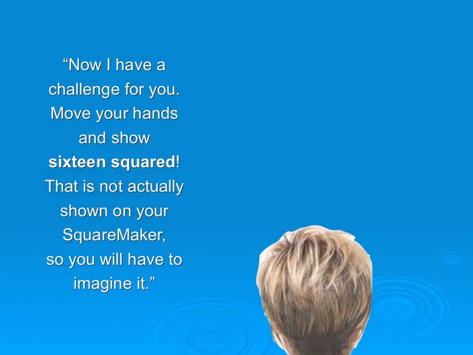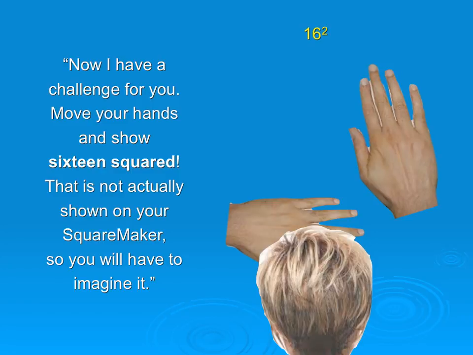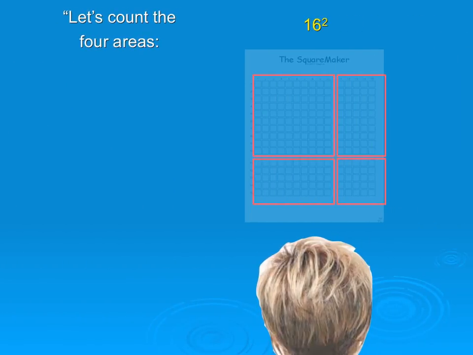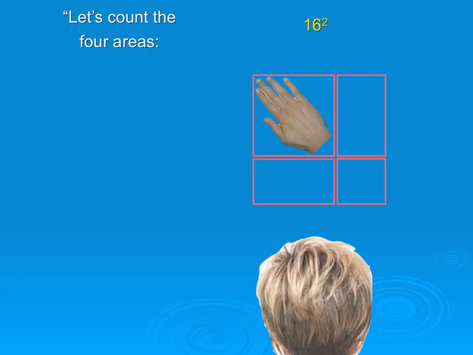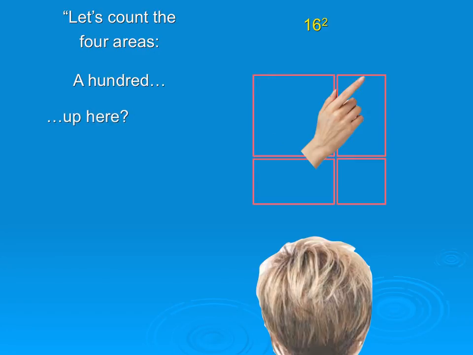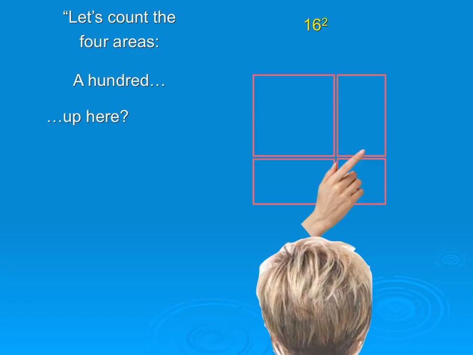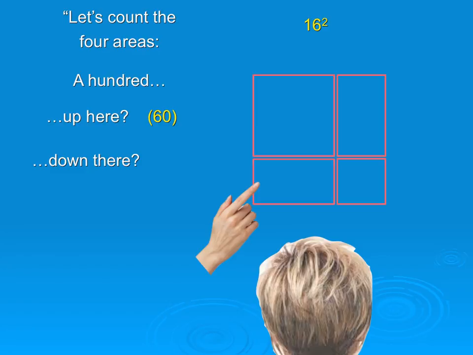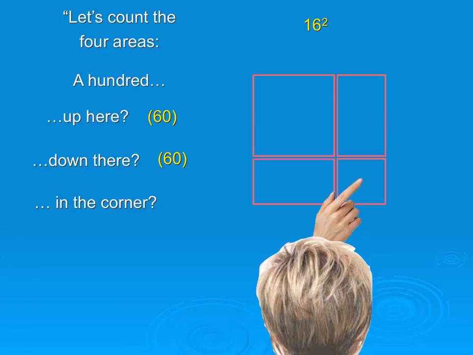Okay, now I've got a challenge for you. Move your hands and show 16 squared. Now that's not actually shown on your square maker, so you'll have to imagine it. 16 squared. 16 across this way, 16 down that way. Let's count the 4 areas. Well, of course, there's going to be 100 there. There always is. But up here, what will there be? 60. That's right. And down there? 60. Yep. And in the corner? 6 by 6.